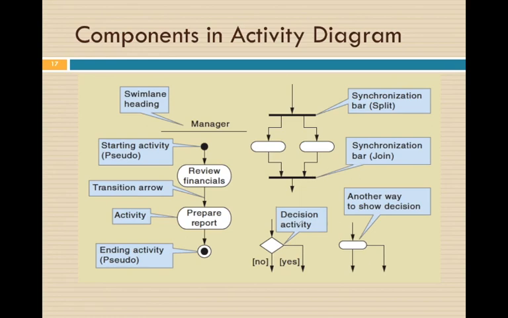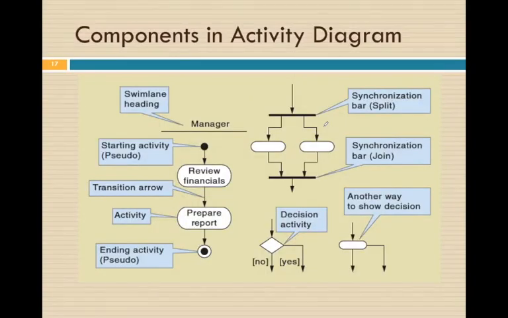And we have the decision activity. If the activity has a decision or has options, such as yes or no, less than 50 or more than 50, we can use the diamond symbol or we can use this symbol. This is another way to show the decision activity. What is a synchronization bar?